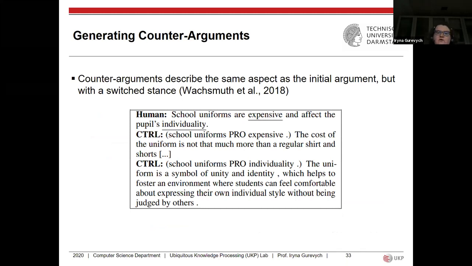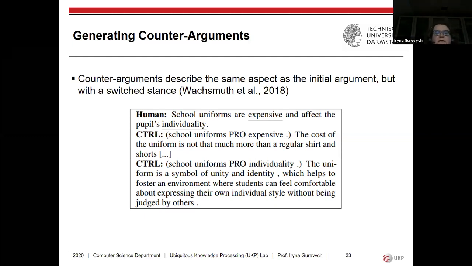In the motivation of neural argument generation, I've already introduced the task of generating counter-arguments. Counter-arguments describe the same aspect as the initial argument, but they have a switched stance. Here in this example, we can have a look at the arguments automatically generated by our system, given the input arguments. School uniforms are expensive and affect the pupil's individuality. So there are 2 aspects here, the price and individuality. And we switch the stance from con to pro, and the resulting arguments are as follows.